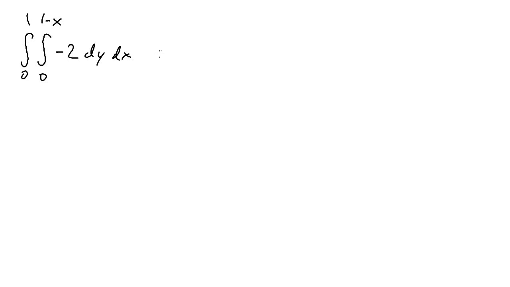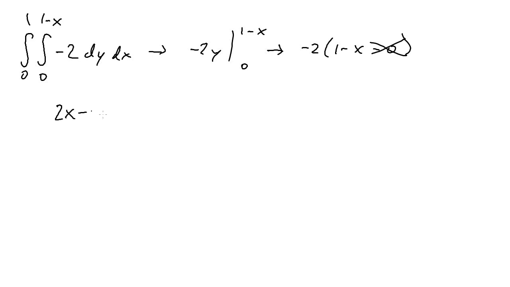Now the integral of negative 2 with respect to y is negative 2y. Let's evaluate from the y bounds of 0 to 1 minus x. So we get negative 2 times, when I plug in 1 minus x for y, we get 1 minus x, minus when I plug in 0 for y, we get 0. That will cancel. I can distribute the negative 2 and rearrange the terms. So it's going to be positive 2x minus 2.